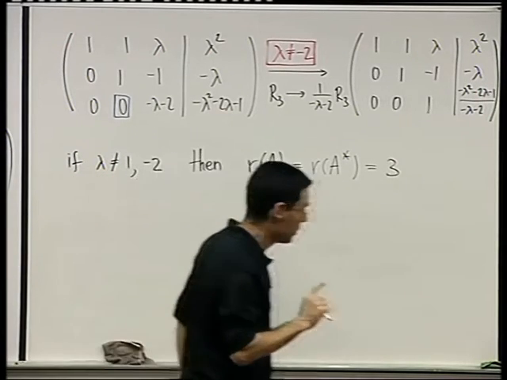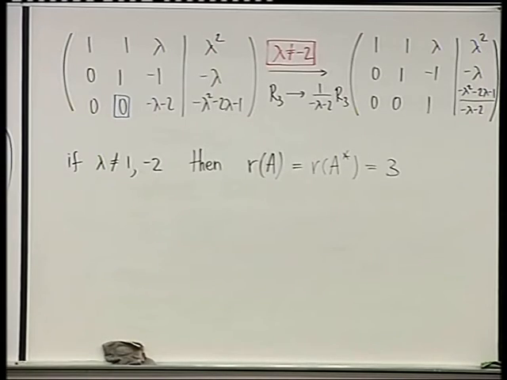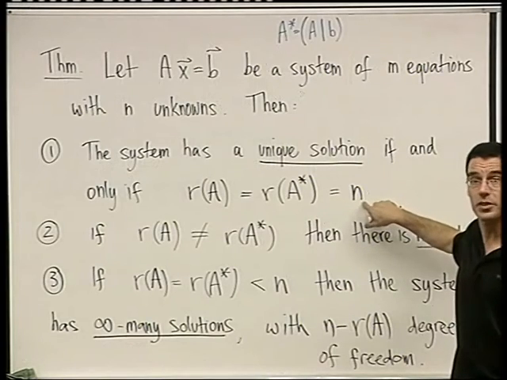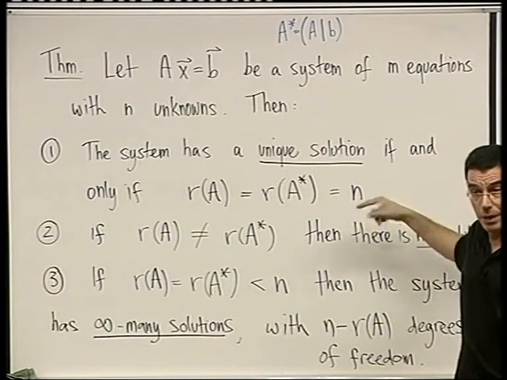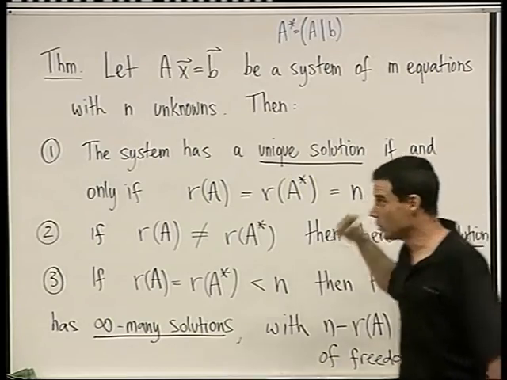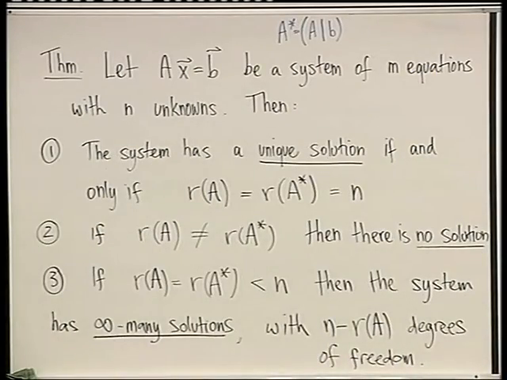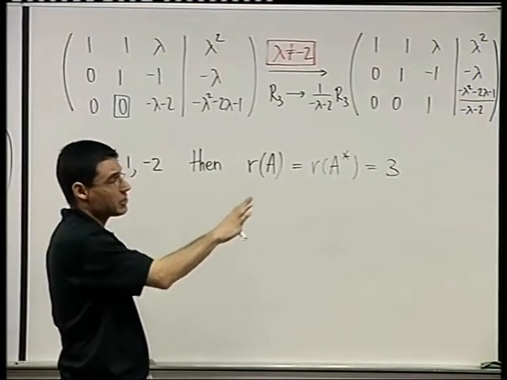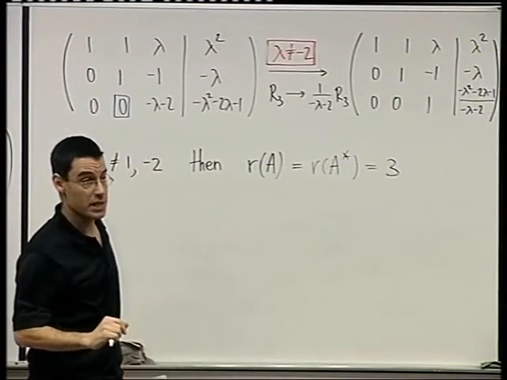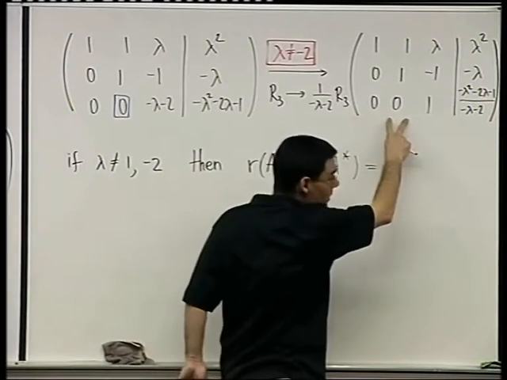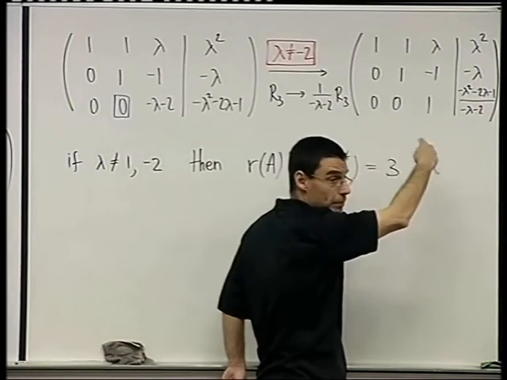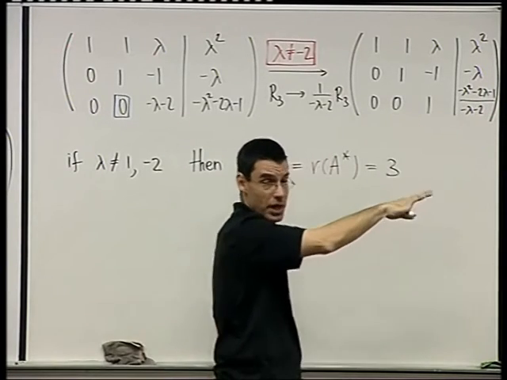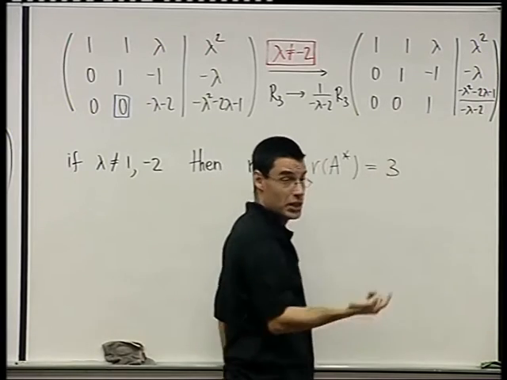Let's glance at it for a moment. The system has a unique solution if R of A equals R of A star equals the number of variables, 3. Now let's think, why is that true? Let's go back to our example. What happened here? We got to this stage. What are we going to do next? I'm not even going to do that because I wasn't asked to find the solutions in this case. But I know how I'm going to do it. I'm going to continue doing these row reduction operations until I get to the canonical form.